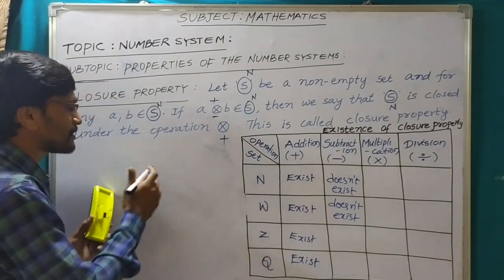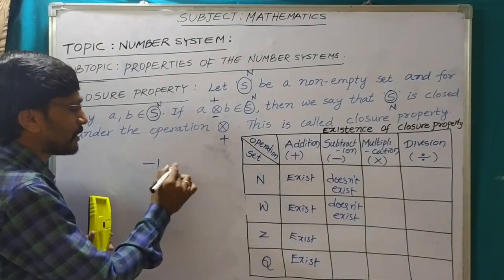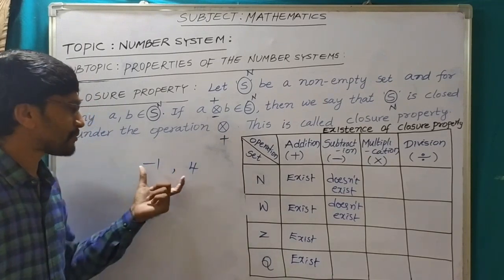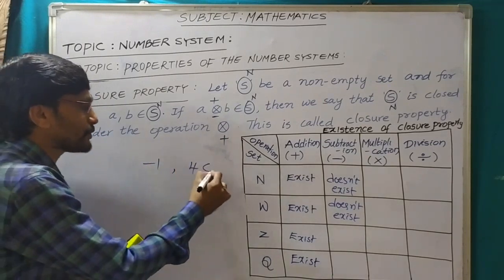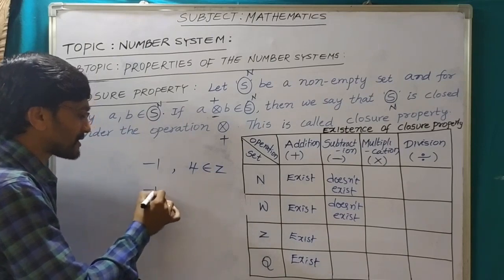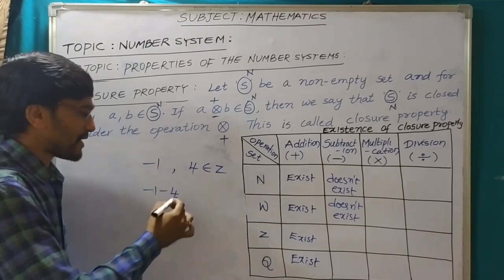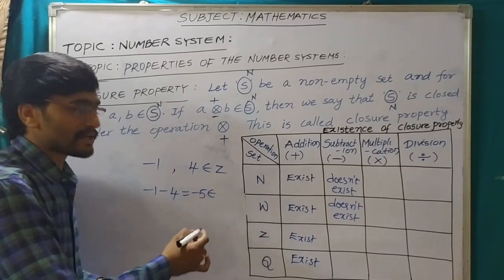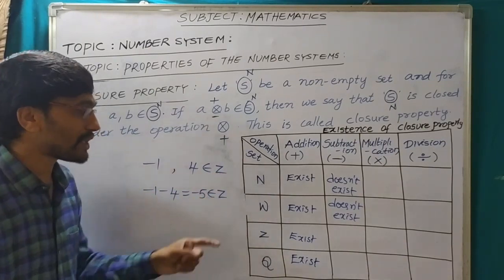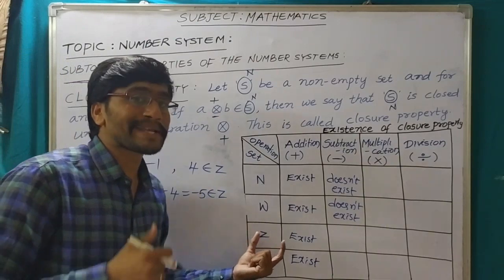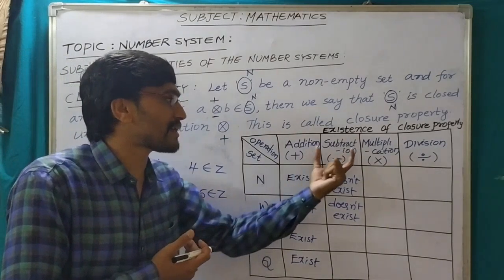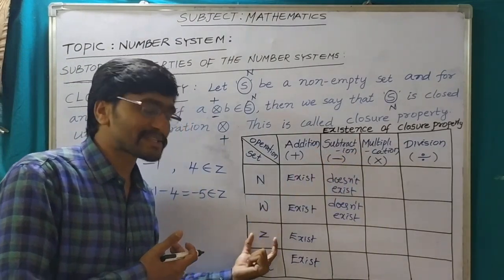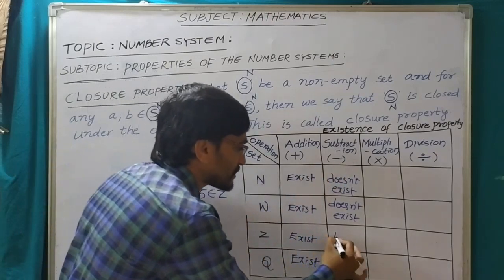Take two integers, minus 1 and 4. I have taken two integers, minus 1 and 4. Now take subtraction: minus 1 minus 4. Minus 1 minus 4 gives what? Minus 5, right? Is minus 5 an integer? Yes, minus 5 is an integer. So we can say the closure property exists for integers under subtraction.